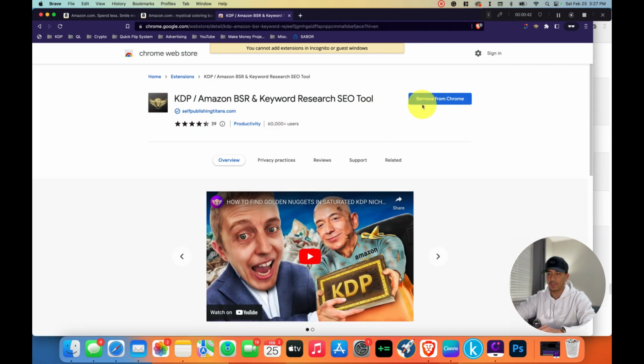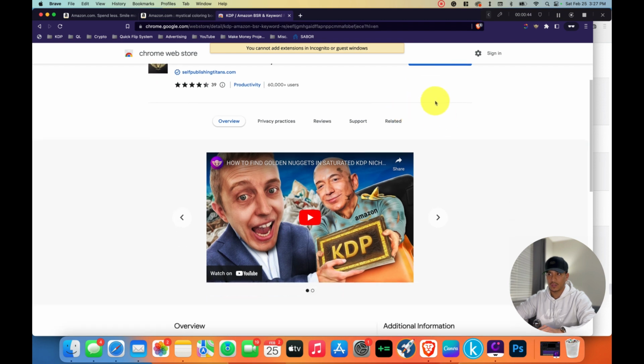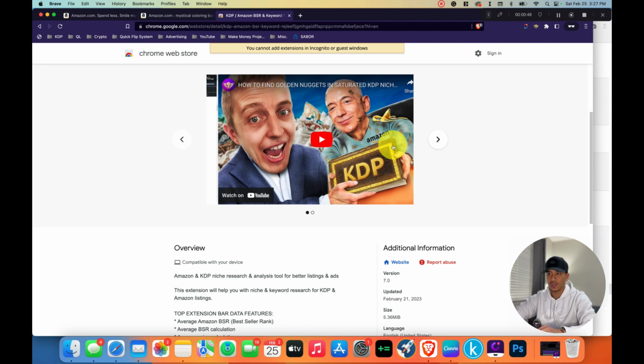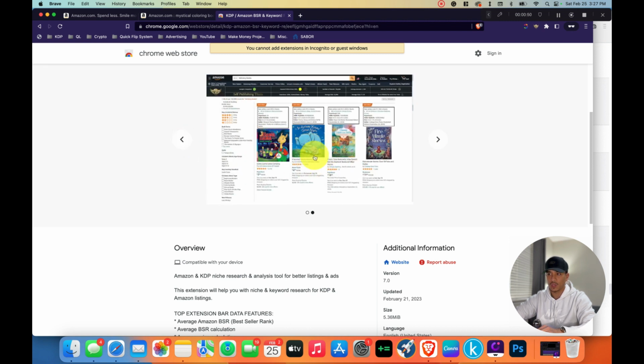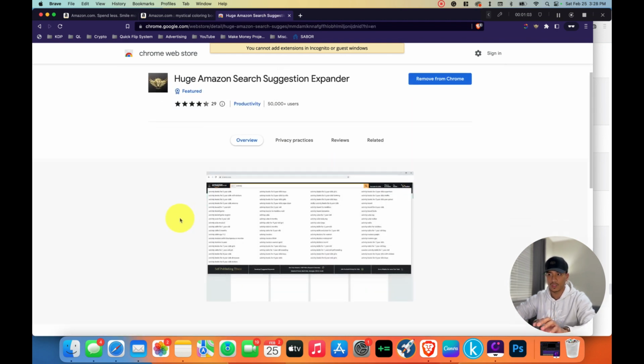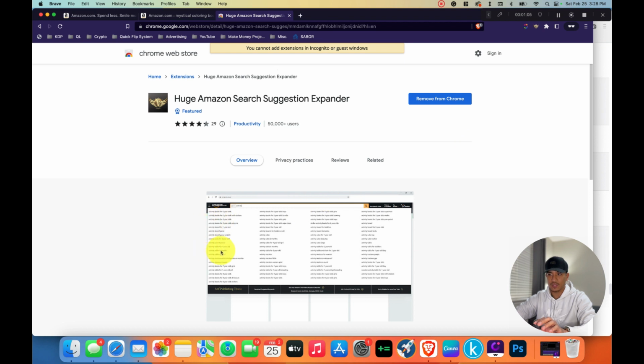I already have mine downloaded, so that's why it says remove, but go ahead and download that, and this will just give us more information on the books, which will help us when we're trying to find profitable keywords. And then the next one is this huge Amazon search suggestion expander, which is what we're going to be using today. Go ahead and download that because it will give us more suggestions of things that people are actually typing and searching on Amazon.